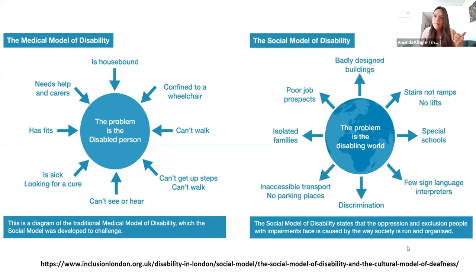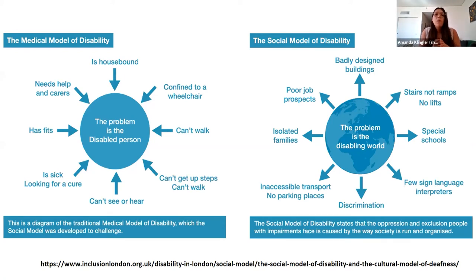However, the social model of disability perceives the problem instead as the disabling world. So you can see here, the problem would not be that somebody needs a wheelchair to move about. The problem is that the space is not wheelchair accessible, right? Or the problem is not that somebody cannot see the menu. The problem is that there has not been a menu provided to them that they can access, right? Whether it be verbal or in Braille or something of that nature, right?